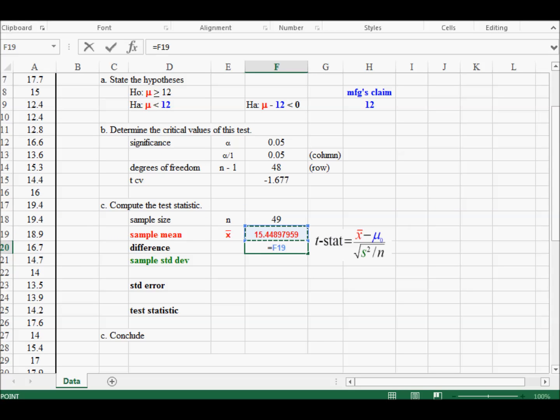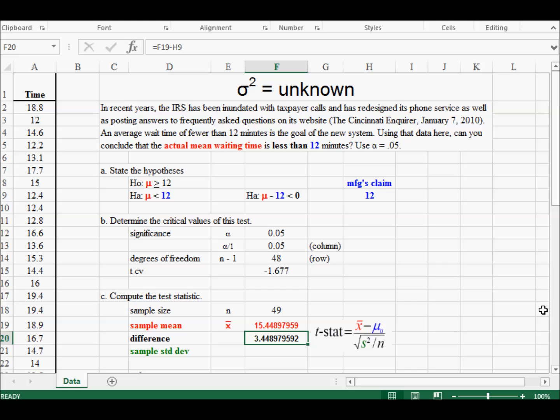The difference in the sample mean minus the manufacturer's claim of 12, right there, that 3.489795992, is the difference between the sample mean and the manufacturer's claim. It is the point estimate of that difference. Note there is always going to be a difference. The probability that your sample mean exactly equals your claim is 0, because there's one value, 12, on the number line, but there are infinitely many numbers along that number line that the sample mean could take on.